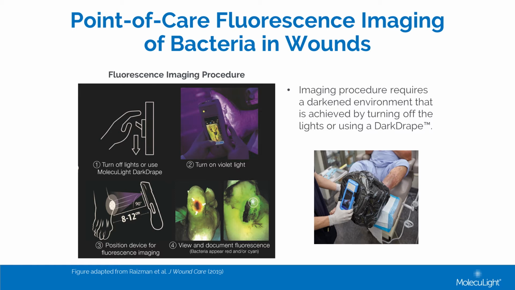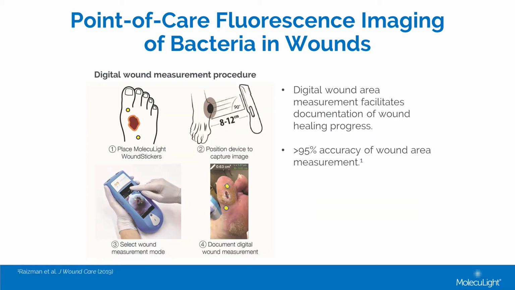At this point, you'll be able to see and document the fluorescence. The bacteria will appear red or cyan. You can see multiple areas of fluorescence as well. At that point, you can also do a static image with the device. So you will place the wound stickers that come with the MolecuLight device. Again, you'll position the imaging device 8 to 12 centimeters at a 90-degree angle to the wound, and you will get a static measurement that will measure surface area, and then you manually put in the depth measurement. This will allow you to get greater than 95% accuracy under the auto mapping feature, which will calculate out your wound edges in both length and width for you.